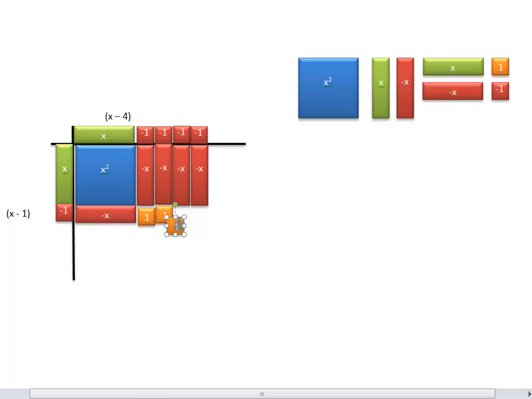Fill in the area. Then write the result. X squared minus 5 x's plus 4.